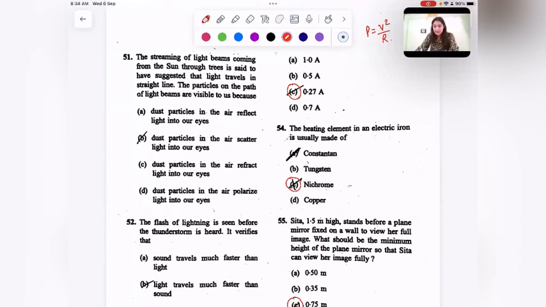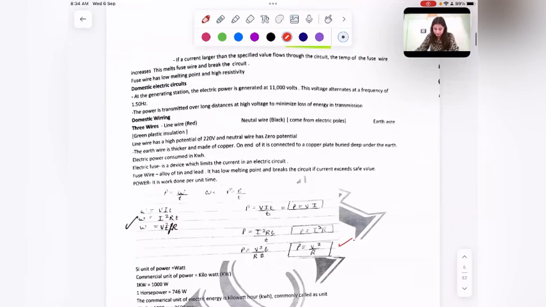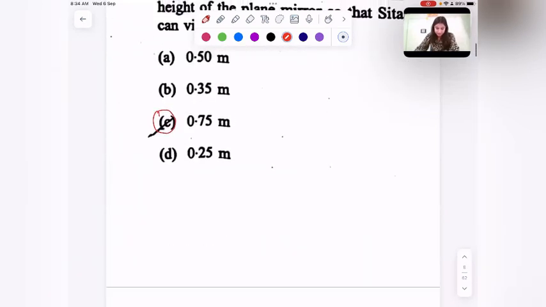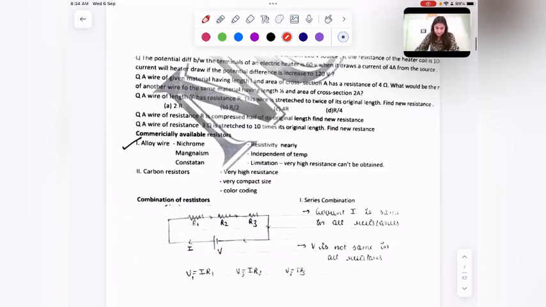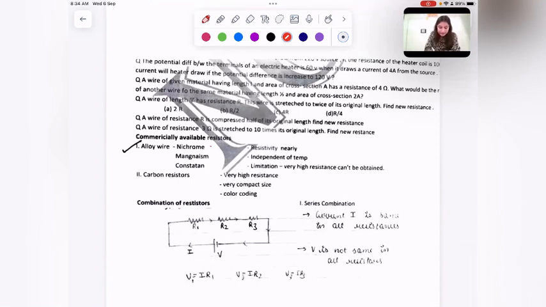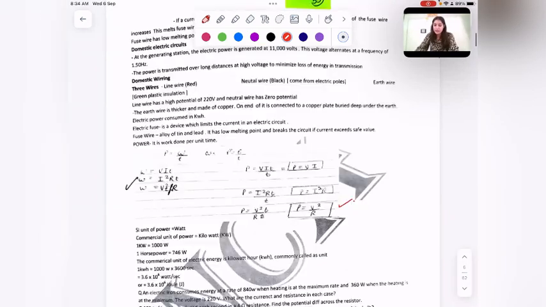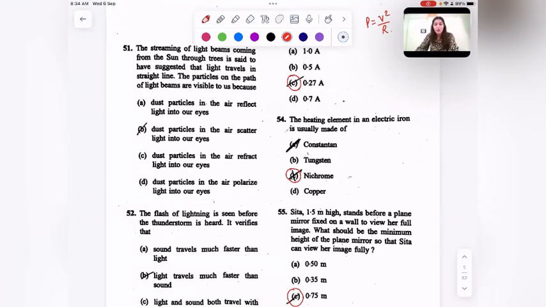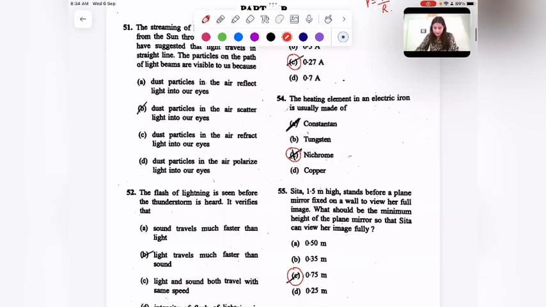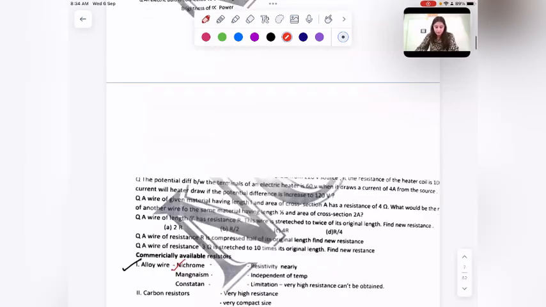Next, the heating element in an electric iron is made up of. Okay, so here, these are some alloys which are written. Among these, nichrome is the wire which is used in electric irons. So option C is the correct answer here. Let's move to the next question.